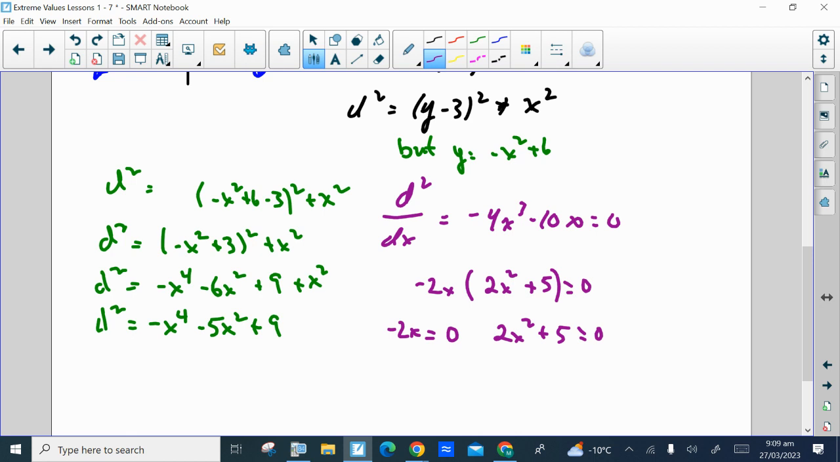I can't hear you. No, because it comes from negative x to the fourth. Oh, I see. Yes, you are right, because we're squaring negative x squared. So yes, that should have been positive. So that's going to make that negative.